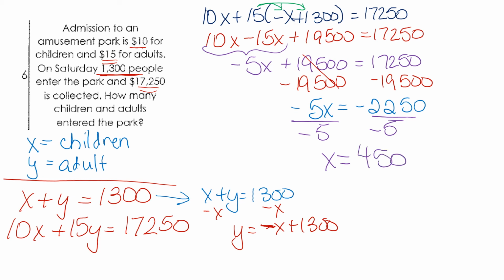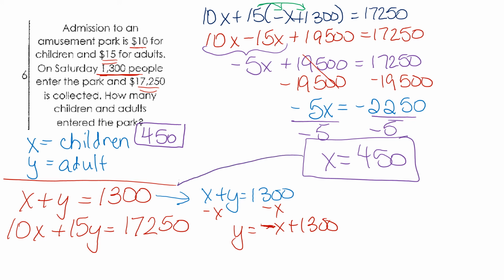So let's go back to what our x and our y represented. Our x were the number of children, so that lets me know there are 450 children that entered the park. Now, in order to figure out my adults, I'm going to take this value and plug it into that first equation because it's the one that causes me the least amount of work.